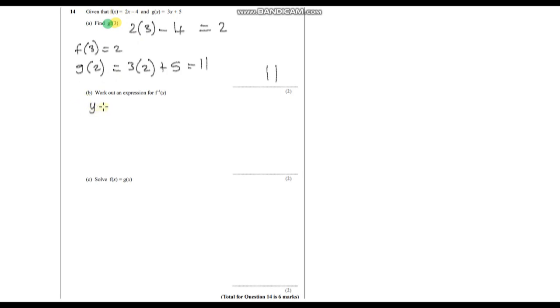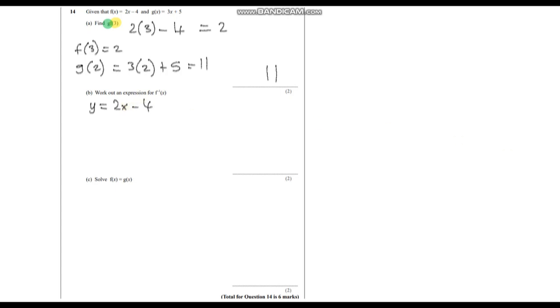So if we start with our original function, and instead of putting f of x, I'm just going to change that to y. So y equals 2x minus 4. This is what we're used to saying. So y is the output and x is the input. So now we're trying to rearrange this formula so that x is the subject.